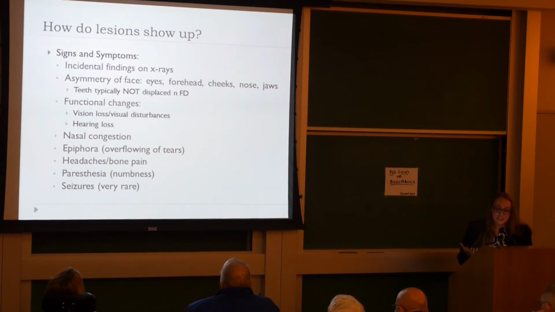But when the physician sees the child, they may notice some asymmetry, maybe at the eyes, the forehead, the cheeks, nose, jaws, and the teeth are typically not displaced in fibrous dysplasia, which is a difference between fibrous dysplasia and cherubism. There may be functional changes, nasal congestion, as we mentioned, epiphora or overflowing of tears, headaches or bone pain, paresthesias and seizures, but all of these last few things are very, very rare.